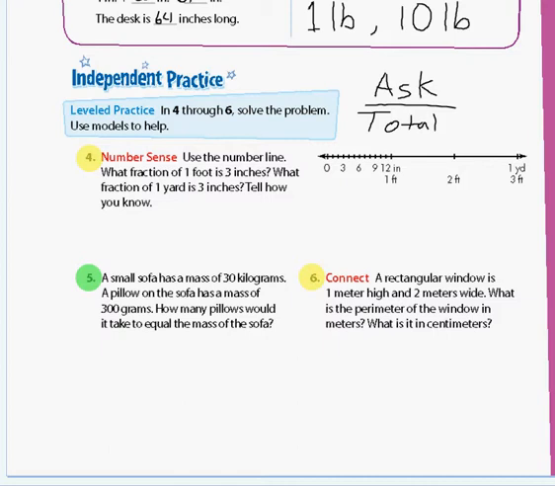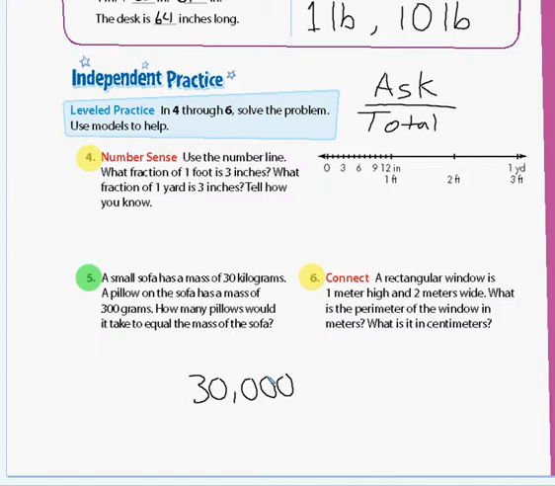So I'm going to read the problem again. A small sofa has a mass of 30 kilograms. A pillow on the sofa has a mass of 300 grams. How many pillows would it take to equal the mass of the sofa? So the first thing I'm going to do is change my 30 kilograms into grams. The conversion for that is times 1,000, if I'm changing kilograms into grams. So 30 kilograms equals 30,000 grams.